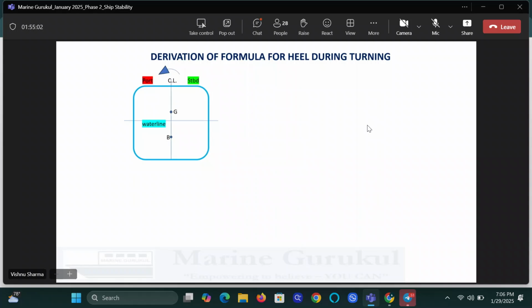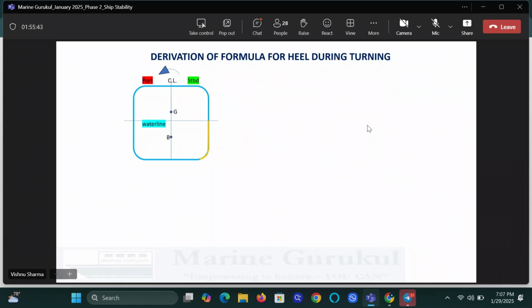Which area will experience the lateral water resistance, which provides the centripetal force? This area, which I have highlighted in yellow: when the ship is turning, this area is pushing itself outwards and is experiencing water resistance. Do you agree with me, guys? Yes or no? Correct. This area experiences the lateral water resistance, and this force is responsible for providing the centripetal force in case of the ship.